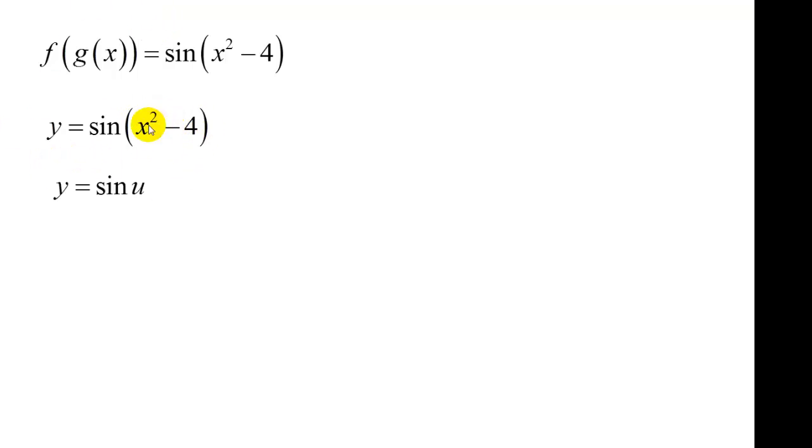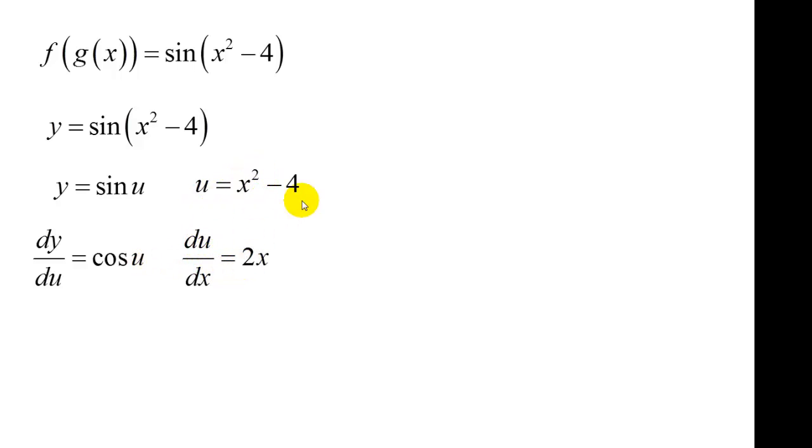And we're going to let u equals x squared minus 4. So y becomes the sine of u. So the inner part, the part in the parentheses, is x squared minus 4. And we've simplified that down, letting u equals x squared minus 4. Y then becomes the sine of u. Well, we know that the derivative of the sine is the cosine, so dy du is cosine u. And we know du dx, the derivative of the u part, is 2x.